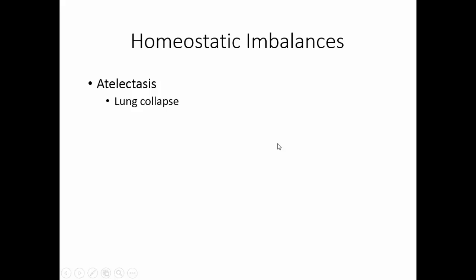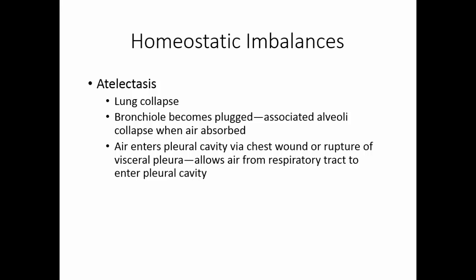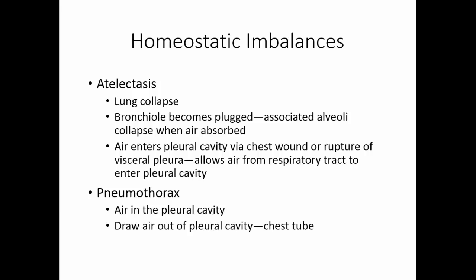Atelectasis is lung collapse. This can happen if the bronchioles become plugged. Any of the associated alveoli will then collapse when the air has been absorbed out of them by the blood. Or it can occur when air enters the pleural cavity, either through a chest wound or a rupture of the visceral pleura. Either of these will allow air from the respiratory tract to enter the pleural cavity. When you have air in the pleural cavity, that's known as a pneumothorax. In order to fix this, you have to draw the air out of the pleural cavity with a chest tube so that the lung can reinflate.